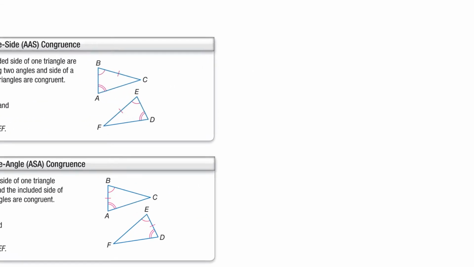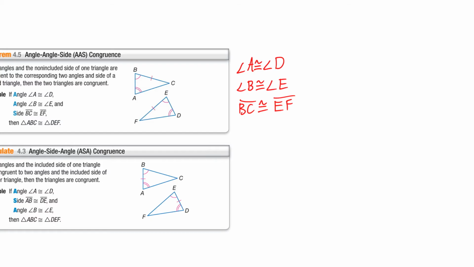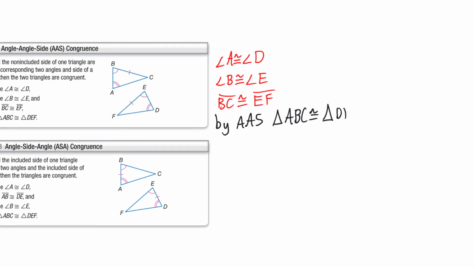Okay, on the back. On this first one, angle A is congruent to what? To angle D. Angle B is congruent to what? Angle E. And then side BC is congruent to what? To EF. So what I can say now is that by angle side, triangle ABC is congruent to triangle what? DEF. Yep.